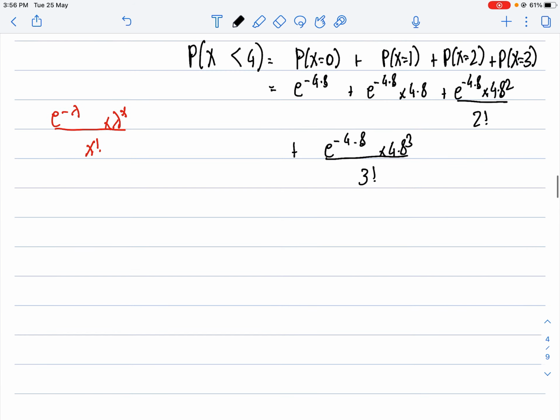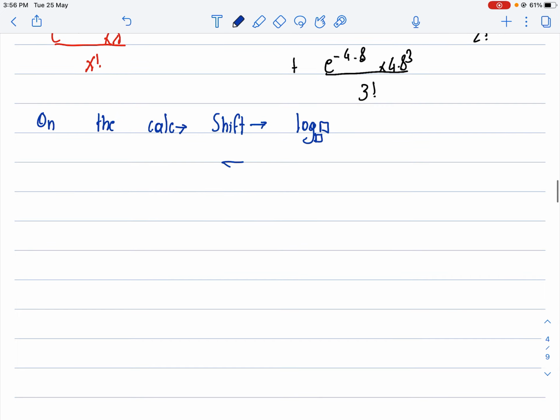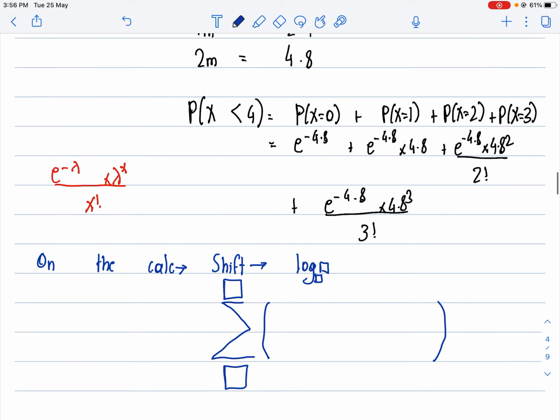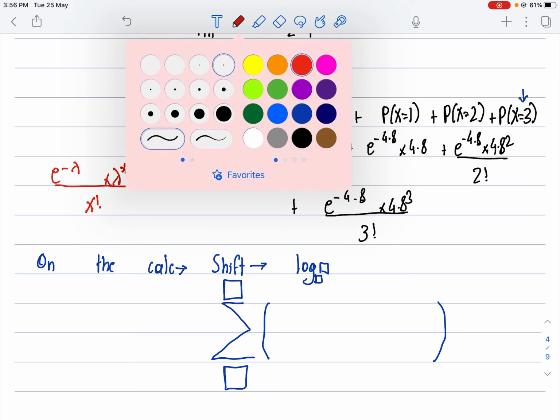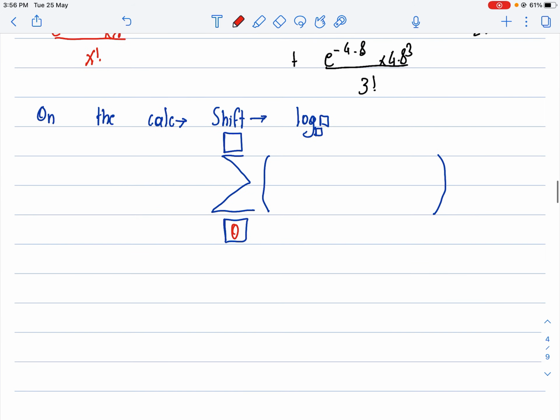Now I know this is a very big thing to solve on the calculator, so I can tell you a simpler method. On the calculator, simply click on shift and then click on log. When you do that, you get a display with a summation sign, with a box here and a bracket here. We are calculating the summation from 0 to 3, so I write 0 here and 3 here.